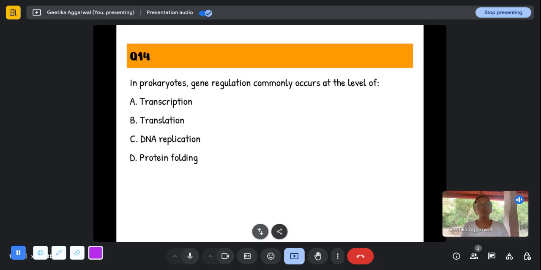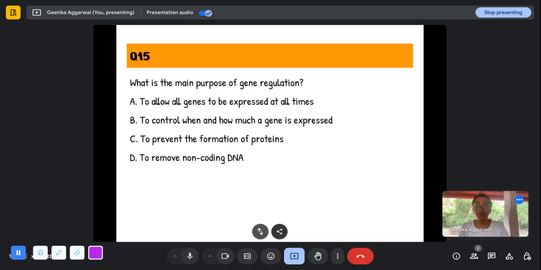Moving on to the next question, question 14. In prokaryotes, gene regulation commonly occurs at the level of what? At the level of transcription, translation, DNA replication, or protein folding. The time starts. So, the answer is transcription. In prokaryotes, gene regulation is pretty basic and it only happens at the level of transcription.